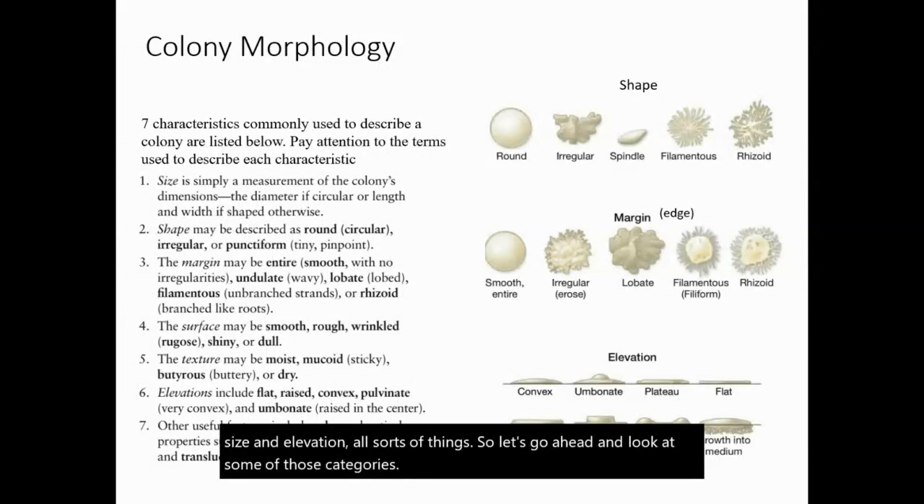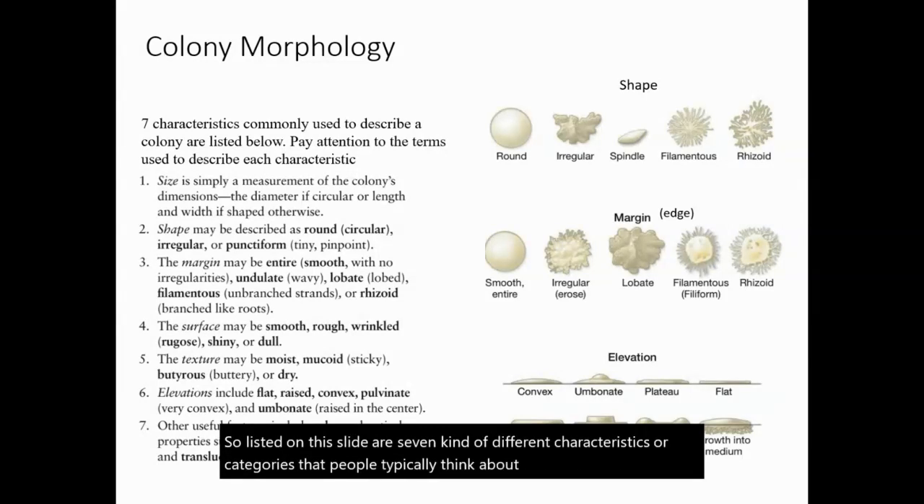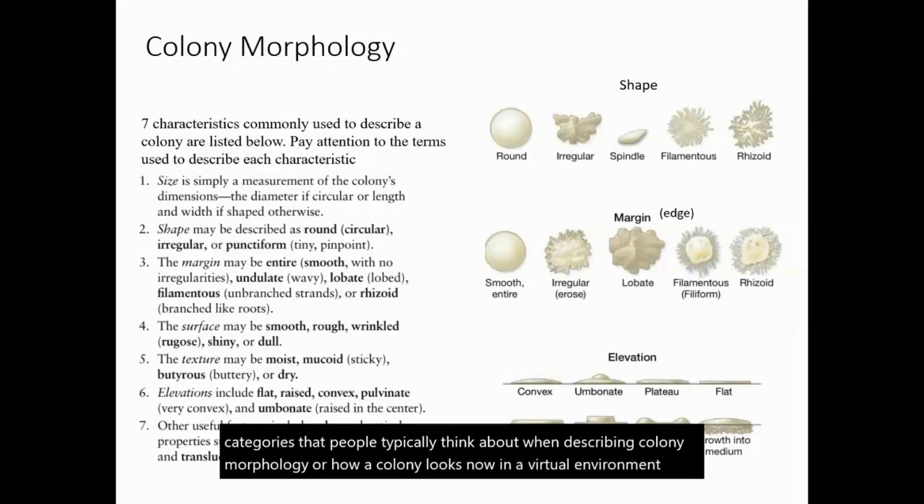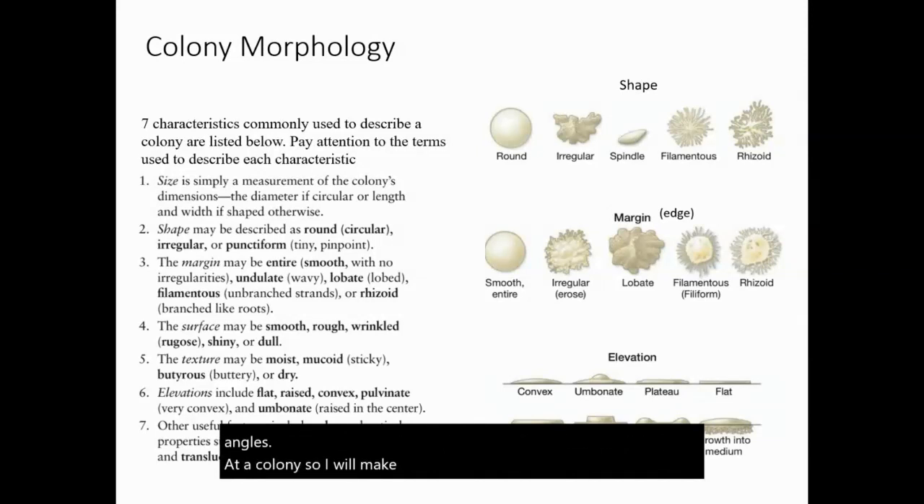So listed on this slide are 7 different characteristics or categories that people typically think about when describing colony morphology, or how a colony looks. Now, in a virtual environment, things can be a little bit more complicated because you can't manipulate the agar plate to really look closely from different angles at a colony. So I will make sure that on any online assessment, I give you an image that is very clear, okay? Harder to misinterpret. But we'll talk a little bit more about that on the next slide.